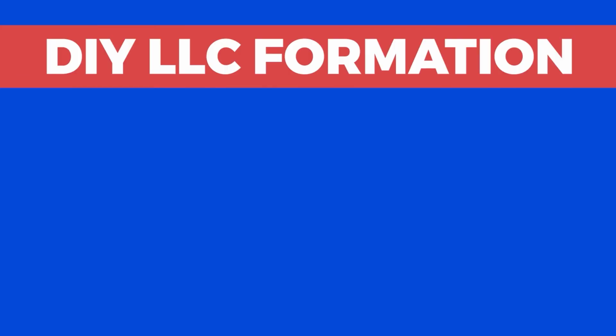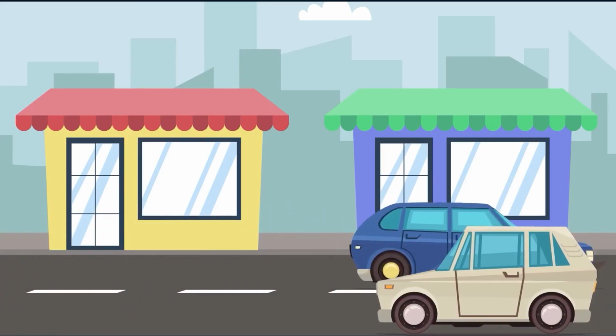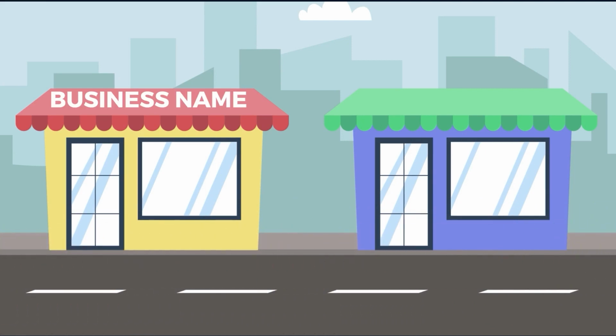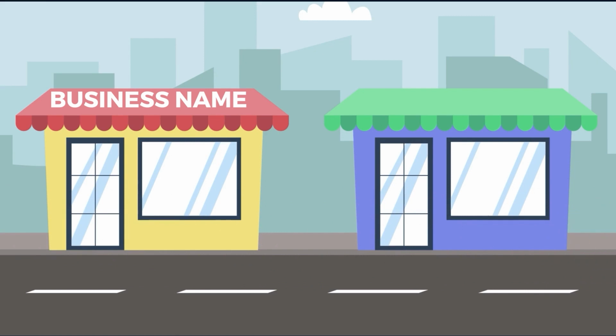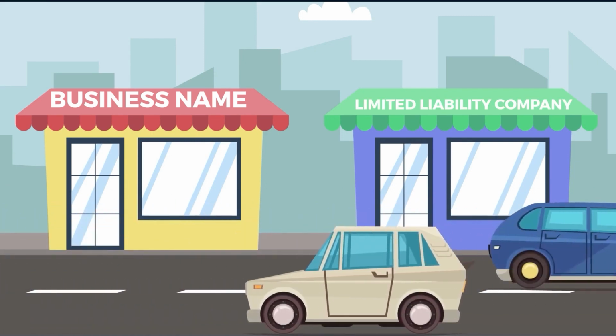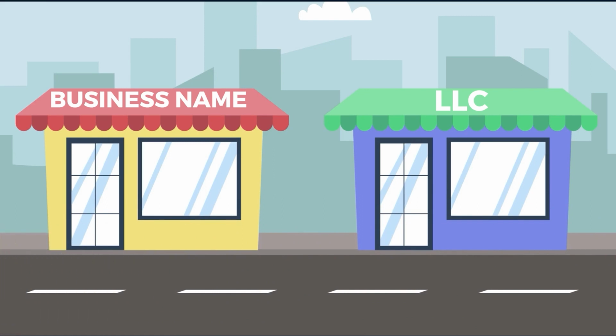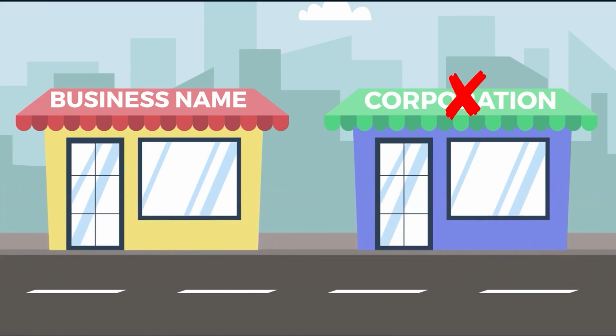Let's first take a look at the steps required for forming an LLC by yourself. Step 1. Name your business. Before anything else, you'll have to think of the LLC's legal business name. Each LLC in Oklahoma must have a distinct LLC name that is not currently in use. You must include the terms limited liability company or an abbreviation such as LLC. You cannot include phrases such as corporation, which would lead people to believe you are a different business type.